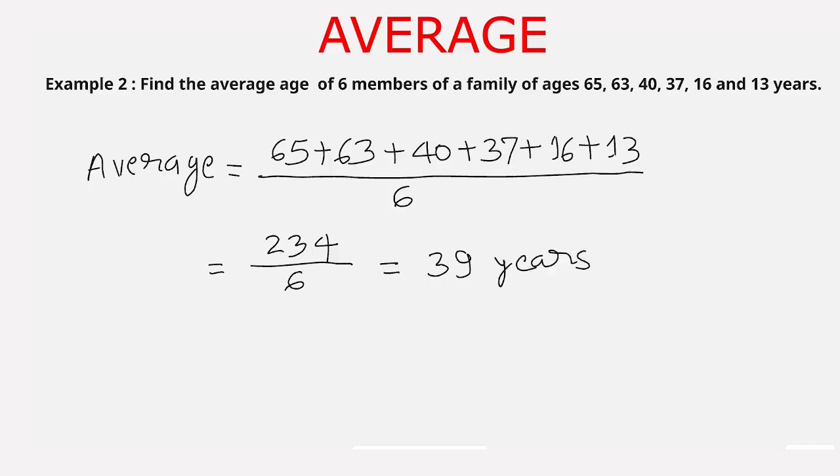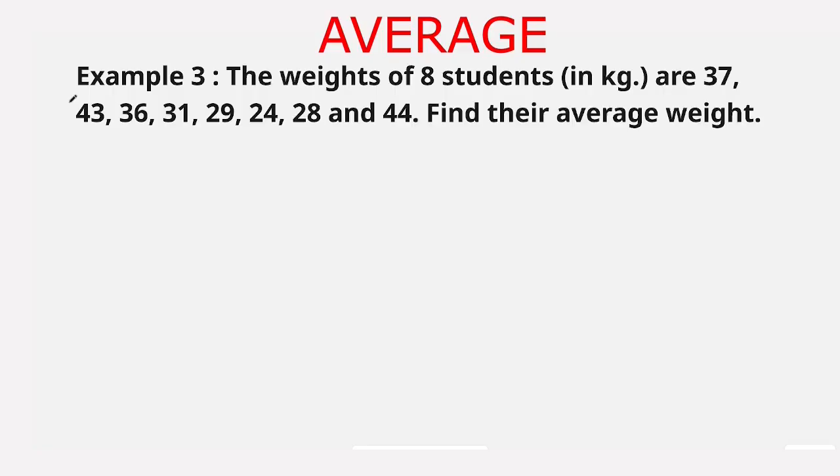We go to the next example. We go to the example 3. The weights of 8 students in KG are 37, 43, 36, 31, 29, 24, 28 and 44.